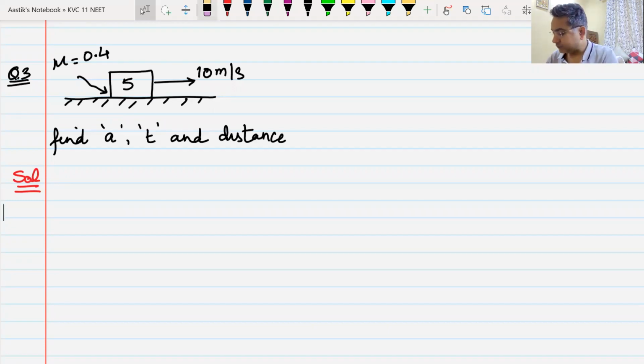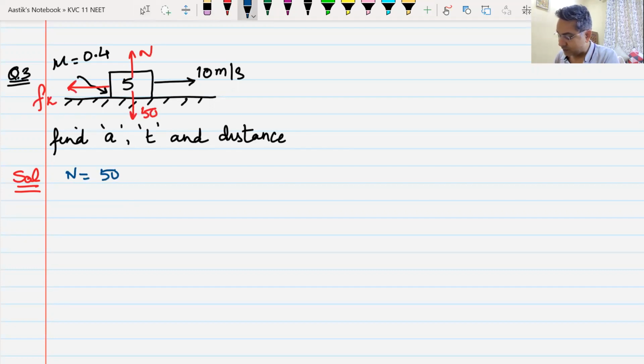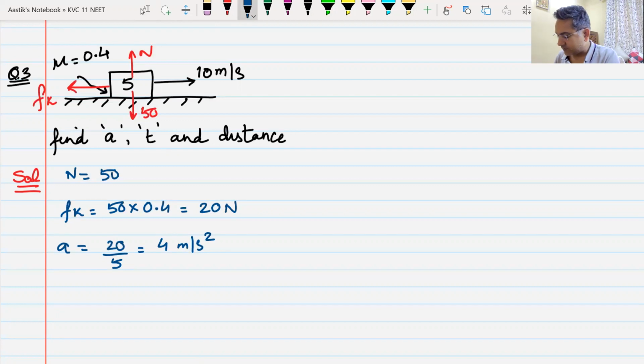Okay, so this is 50 newtons, this is N, and it is moving forward, so frictional force is backwards. The first thing I can find out is the normal reaction. Normal reaction is 50 newtons. Then I can find out the value of frictional force: 50 multiplied by 0.4, 20 newtons. Then I can find the acceleration of the body: 20 divided by 5. That will be 4 meter per second square.